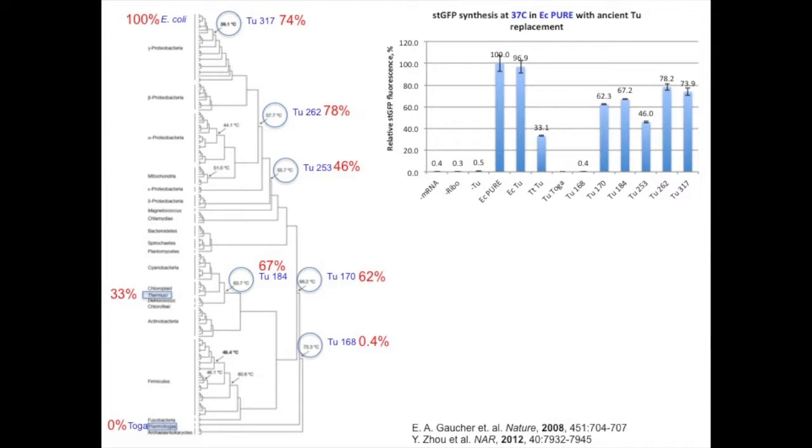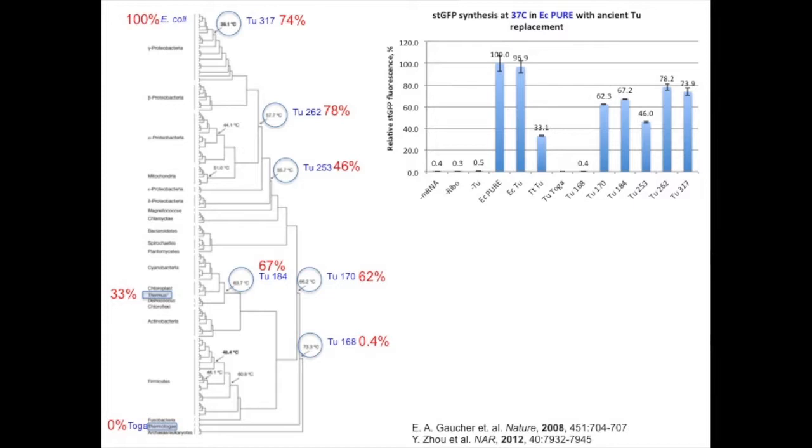coli in terms of ancient proteins, the better that ancient protein works. Now, what's interesting, though, is as soon as you step outside of the evolutionary path that connects Thermus to E. coli, A, the ancient protein doesn't work, and B, orthologous proteins from different species don't work.